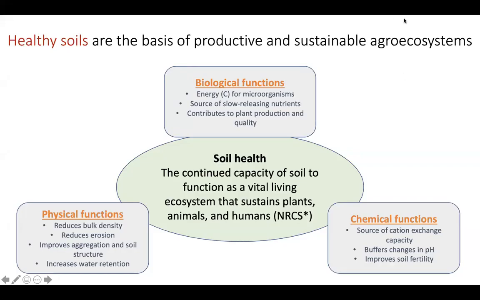Okay, so I think I may have left you on this slide, hopefully. Essentially, the point here is that healthy soils are really core about how we think about our agricultural systems. And embedded behind this really broad description or definition of what soil health is, this continued capacity of soil to function as a vital living ecosystem, are really components of biological, physical, and chemical functions of that soil. So it's not one thing. It's a broad description, but underlying that is a functioning soil from thinking about all of those different components.